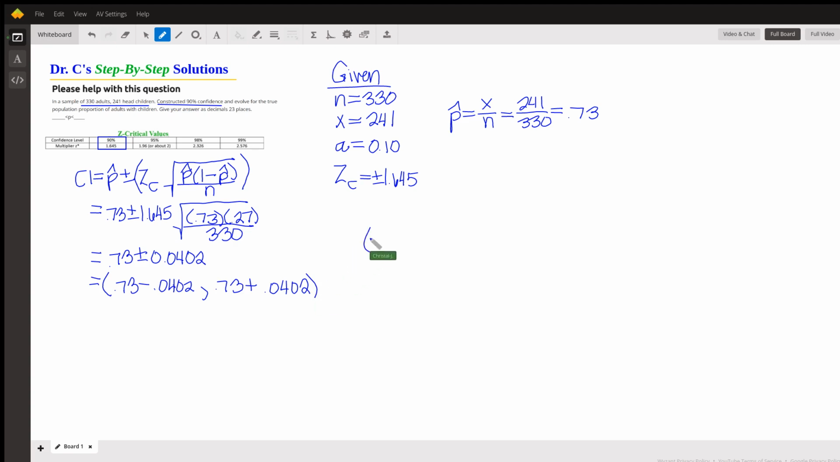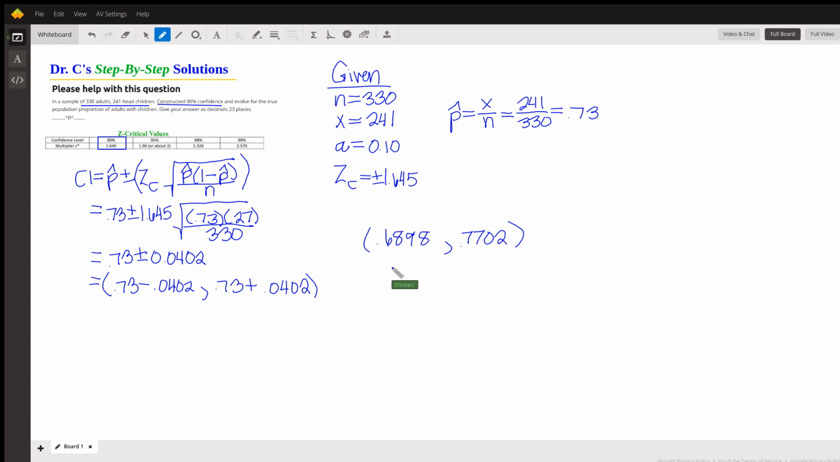So when we put that together, 0.73 minus 0.0402, we have 0.6898. And then the upper value is 0.7702. I notice it says round your decimals to 3 places. I'm assuming it meant to 3 places. So we can round this to 3 if that's easier.